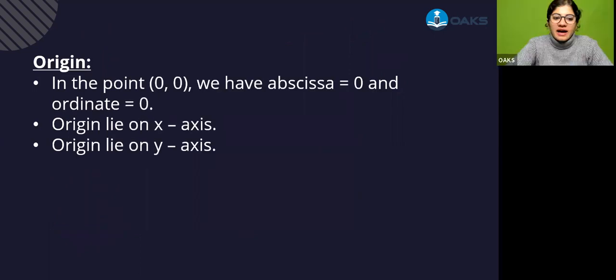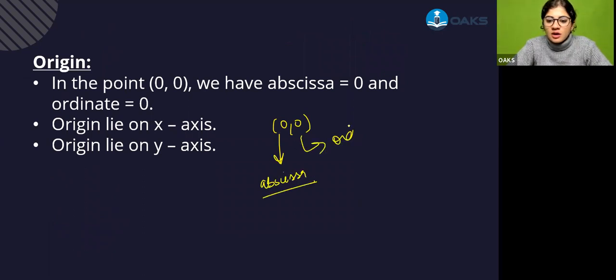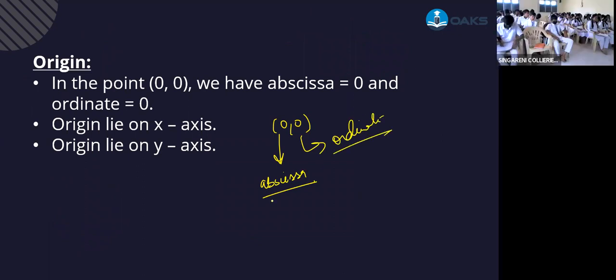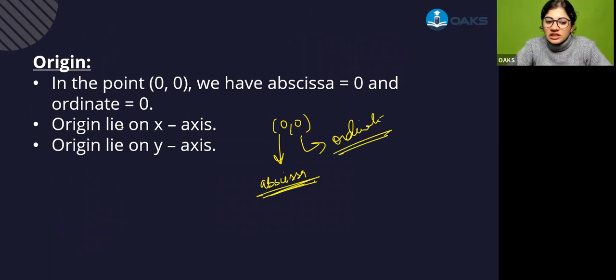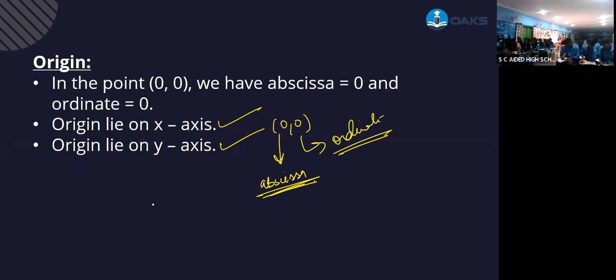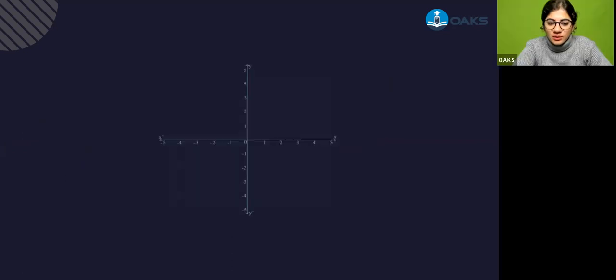Okay. So let's start with some examples. In 0,0, this is the abscissa and this is the ordinate. Here abscissa is 0, ordinate is 0. Origin lies on the x-axis and y-axis. That's what the girl answered, right? So she is correct that the origin is lying on the x-axis and y-axis both. This is the exact position of 0, 2.